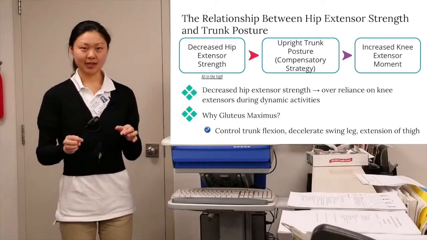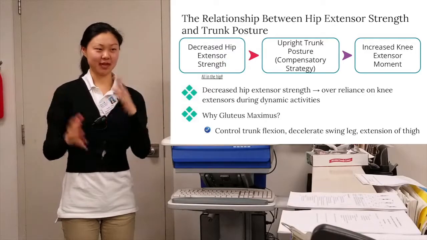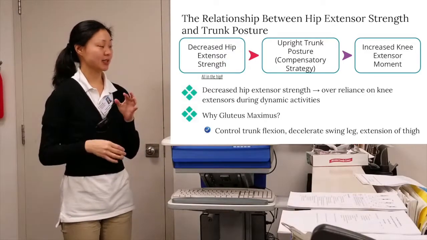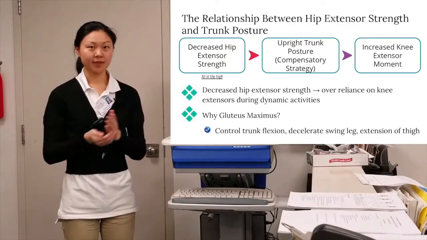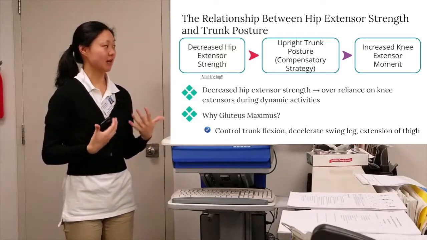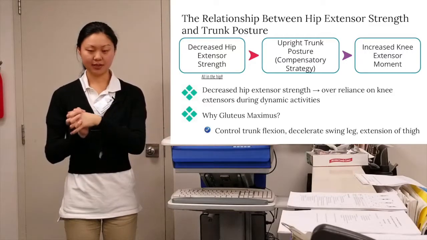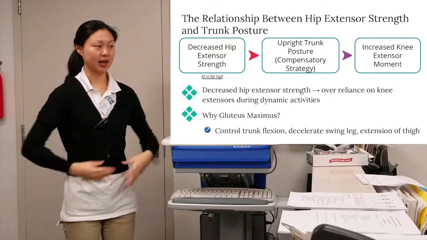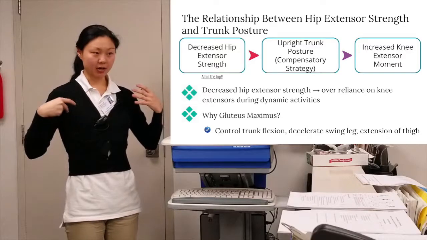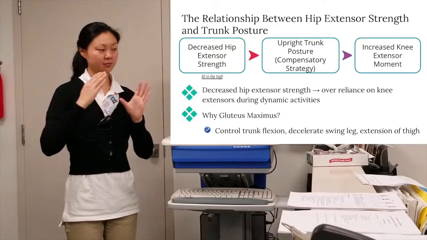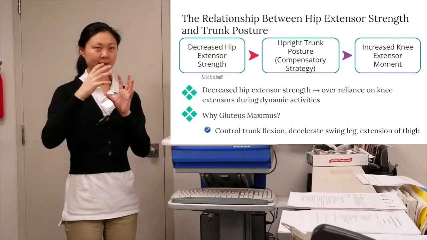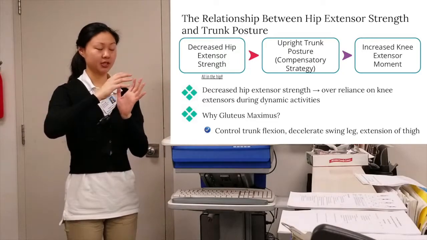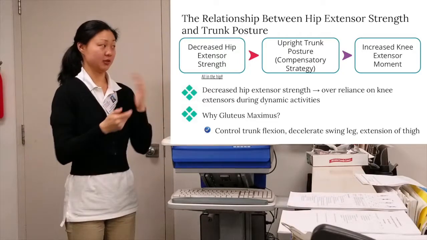So I looked at the relationship, this is kind of to wrap up the side view, between hip extensor strength and trunk posture. Again, it's all in the hips, and they found that patients with decreased hip extensor strength actually ran more with the upright posture, probably to keep the glute max in a not so lengthened position, but more of a shortened position to contract because it was weak.